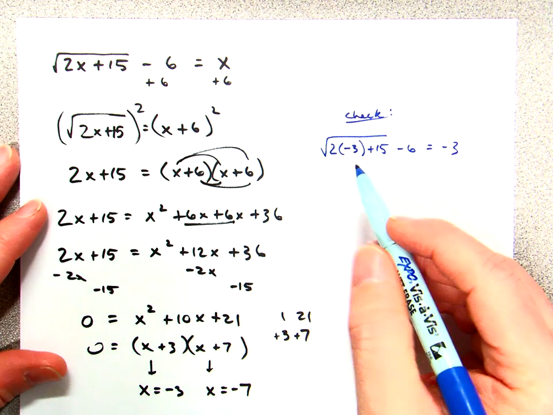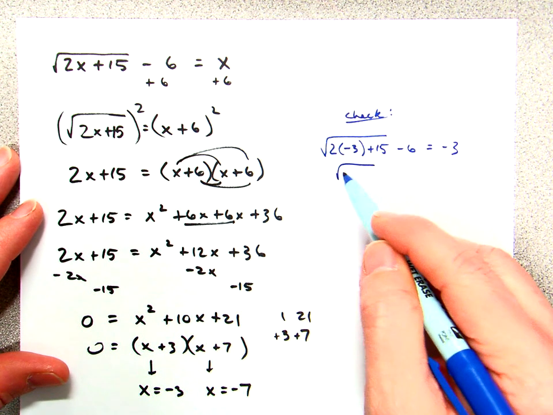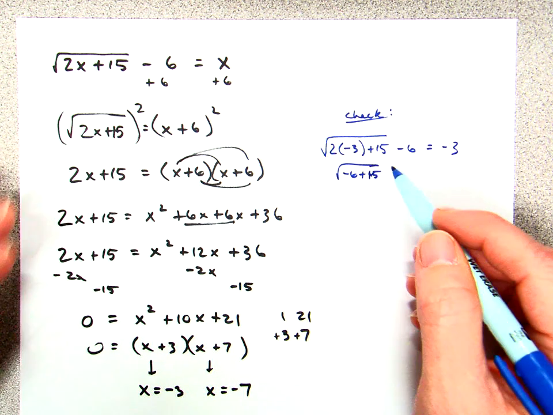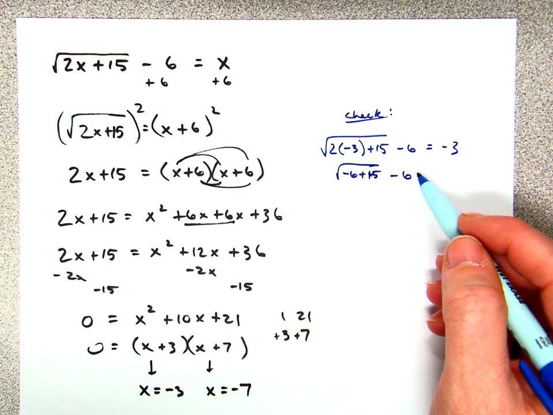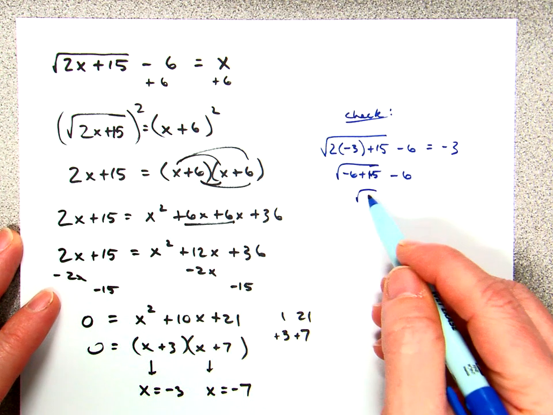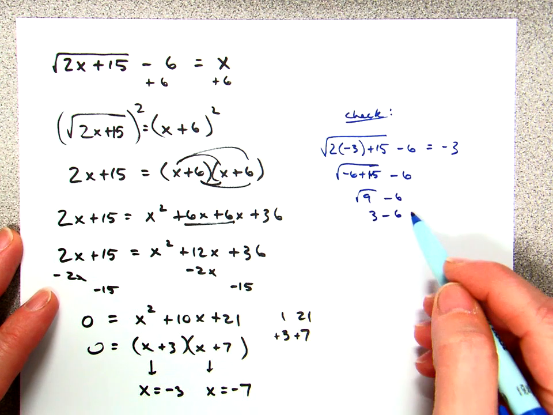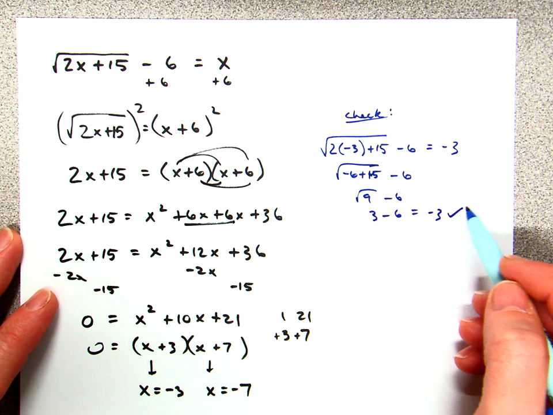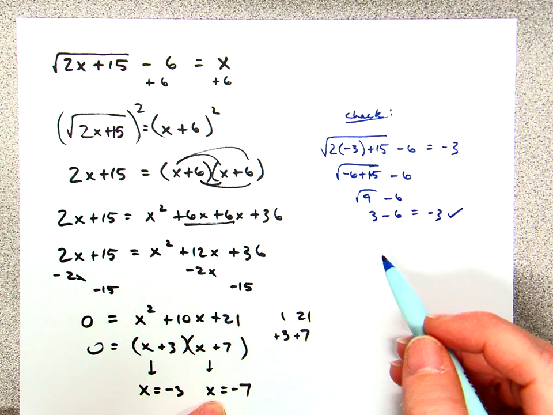So, 2 times negative 3 is negative 6. Negative 6 plus 15. Still got the minus 6 out here, but we'll do order of operations first. So negative 6 plus 15, what's that? 9. So the square root of 9 is 3. 3 minus 6 is supposed to be negative 3, which it is. So that works. Good. All right, let's try negative 7.